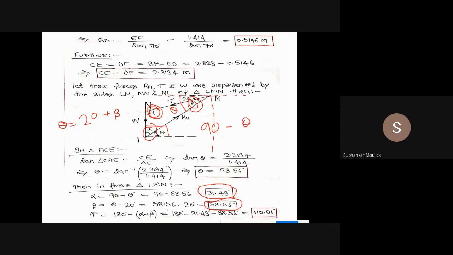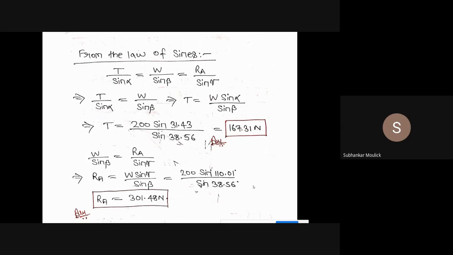So 180 minus alpha plus beta. Alpha is 31.43, beta is 38.56. So gamma is 180 minus this particular sum. So it will be 110.01 degrees, which is the value of gamma. Is it clear? Yes, sir. Okay. Now, if we have calculated all the angles, so by sine law, we can write what?